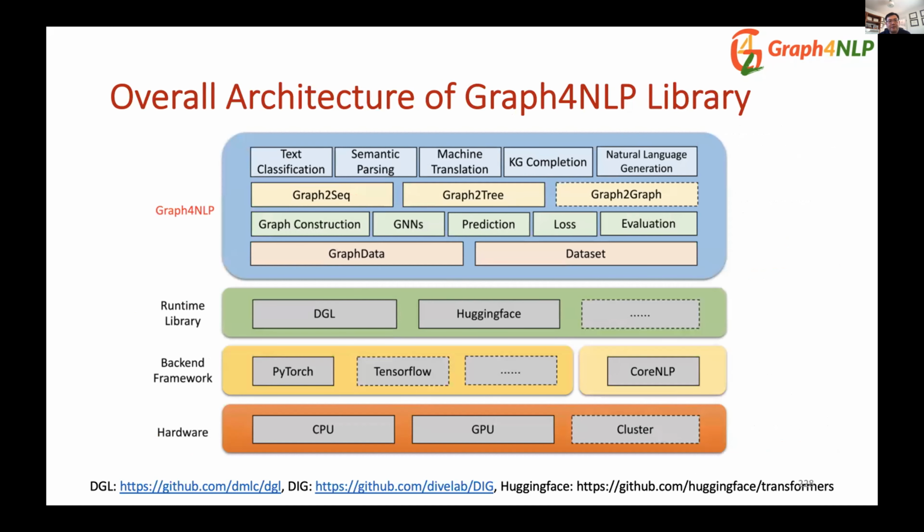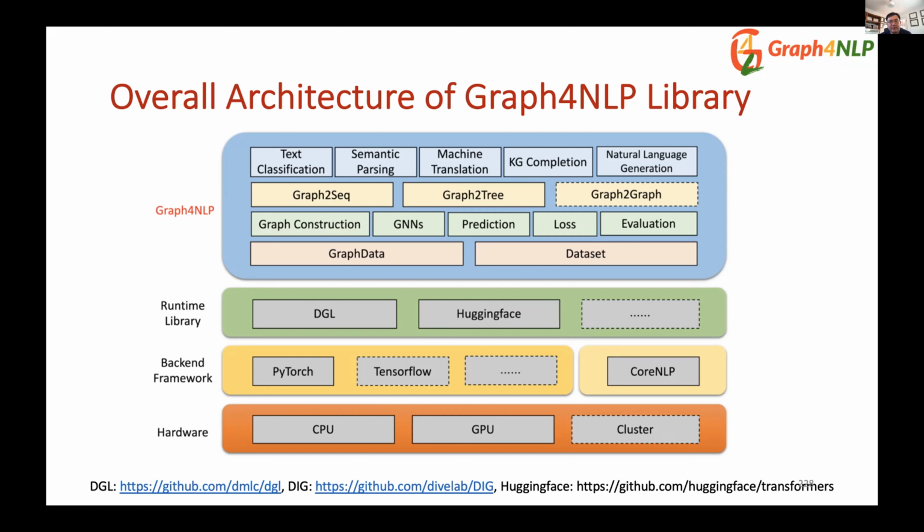Okay, so this is the overall architecture for our Graph4NLP library. As you can see, we are currently building on top of the CPU and the GPU, and for the backend library we use PyTorch, not yet supporting TensorFlow, but since PyTorch is very widely used, that's why we target it first. For the runtime library, we are building on top of the Deep Graph Library and Hugging Face. So the Graph4NLP part is really what we are building for this library.